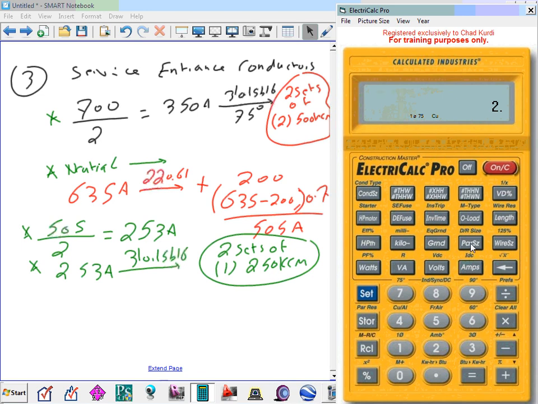and go to parallel size. And you should come up with 500, right? Isn't that what we came up with? 500 KCM copper. And by the way, everybody's defaulted to copper too. If you came up with a wrong answer, it might be defaulted to aluminum. Copper, right? So you put the overcurrent protection device, put how many sets in parallel, and hit the parallel size button. Make sense?